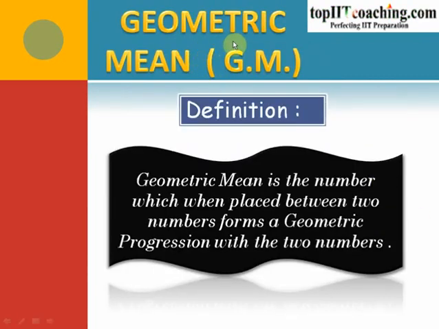Now let's try to understand what is geometric mean. What do we mean by geometric mean? So the definition says that geometric mean is a number which when placed between two numbers forms a geometric progression with the two numbers. It's very simple. Earlier we have seen that arithmetic mean is the number which when placed between two numbers forms an arithmetic progression. Here the number forms a geometric progression.